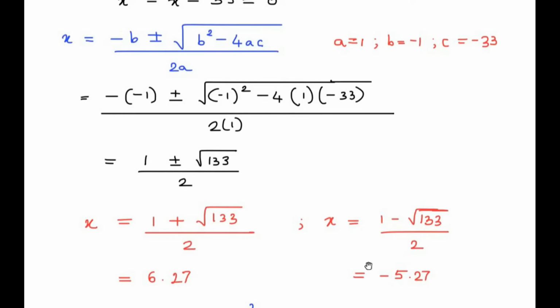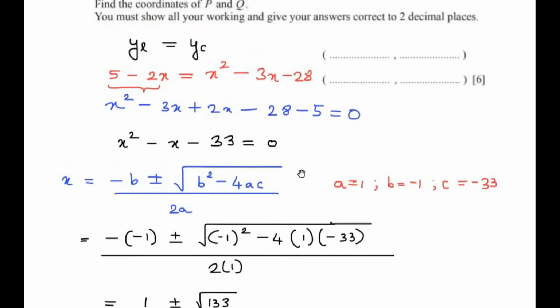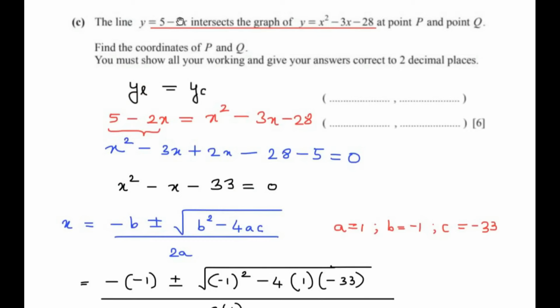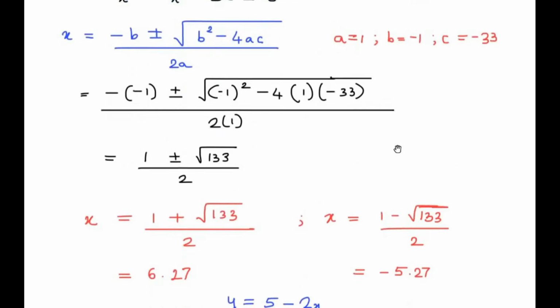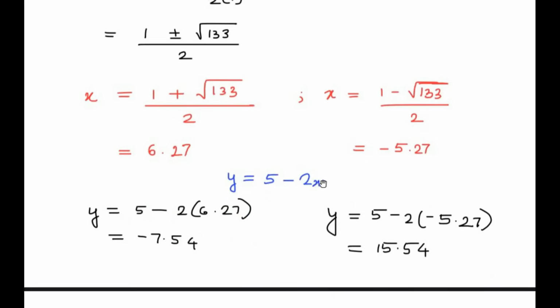Now once we have got the values of x, let us find out the y coordinates by plugging in the x values in this equation or this equation. So I'm going to choose the easier equation, that is y is equal to 5 minus 2x. So here we have written y is equal to 5 minus 2x. Substituting the first value of x as 6.27 in this equation, we get the value of y coordinate as minus 7.54. Next, taking the second value of x as minus 5.27, we get the value of y as 15.54.